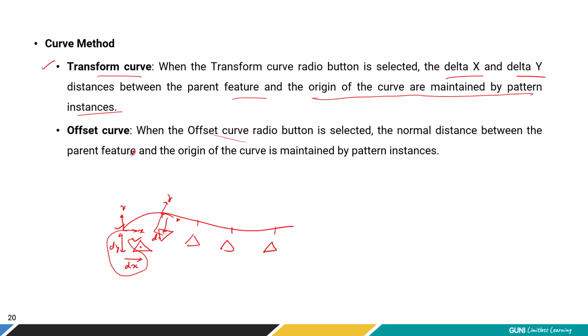We'll see through an example. Now in the case of offset curve, which is very simple, let's say again we have a curve here and we have a rectangle feature. So this offset distance will be maintained throughout all the instances. It is not going to change. So this is a proper outcome of a curve driven pattern. That's why I told you that in 99% of cases we are going to use this offset curve and the alignment methods. So when the offset curve radio button is selected, the normal distance between the parent feature and the origin of the curve is maintained by the pattern instances.